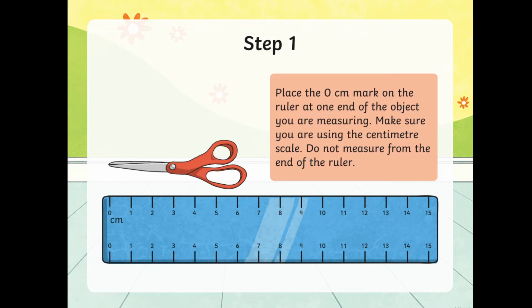If the gap or the distance between the numbers is shorter, that one is a centimeter, okay? We use it if we want to measure something that is not too long. Alright, so place the 0 cm mark on the ruler at one end of the object you are measuring. Make sure you are using the centimeter scale. Do not measure from the end of the ruler. It's a no-no, guys. It has to be from the beginning of the ruler, okay? The one that says 0.